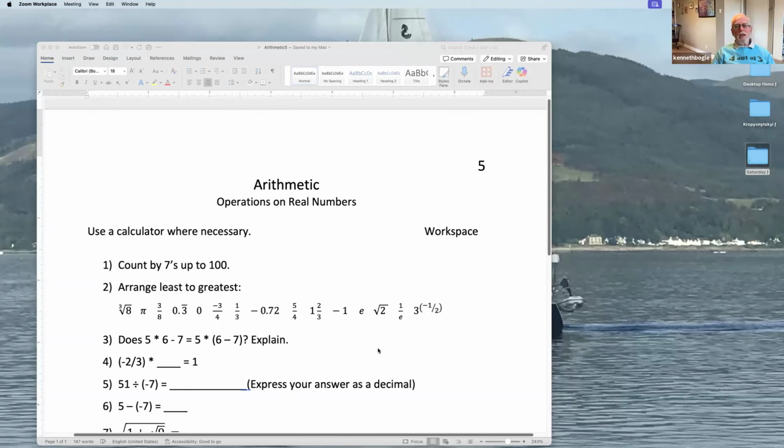That first problem says count by sevens up to 100. Do you think you can count by sevens for me? It's like 7, 14, yeah. Yep, keep going. 7, 14, 21, 28, 35, yes.